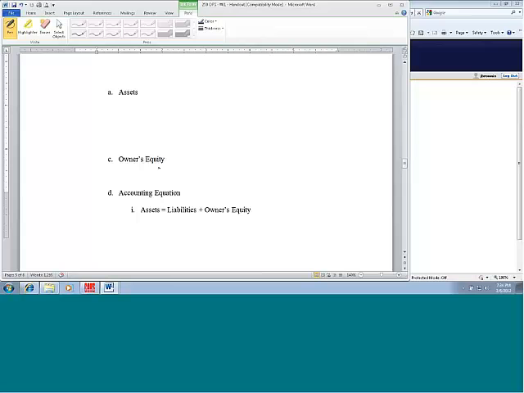Okay, so back to assets. So assets are resources that are owned by the business. They're owned by the company.